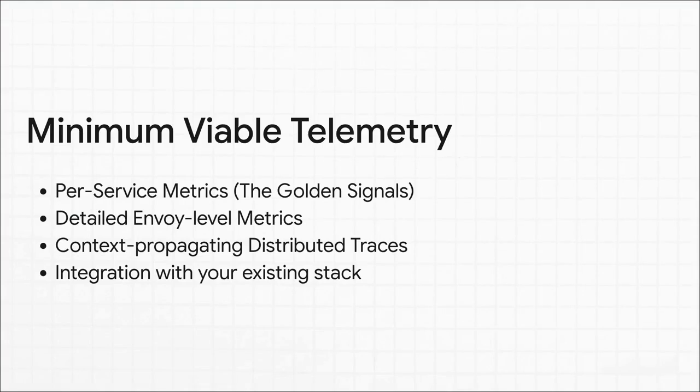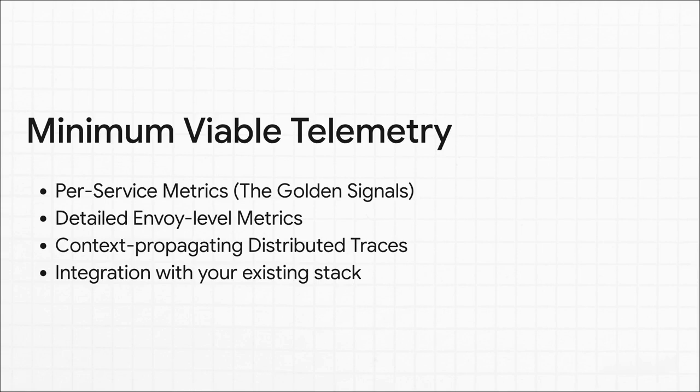First, you absolutely need those high-level, per-service golden signals. Then, for trickier network stuff, you'll want deeper Envoy-level metrics. Most importantly, though, you need distributed traces that are context-propagating. Now, that's just a fancy way of saying that each step of a request carries a unique ID with it, so you can follow its entire journey through your whole system. And finally, none of this is useful if it's not plugged into the dashboards and alerting tools your team is already using every day.